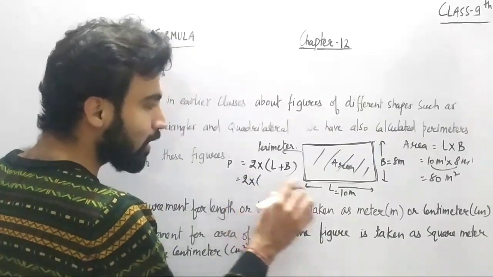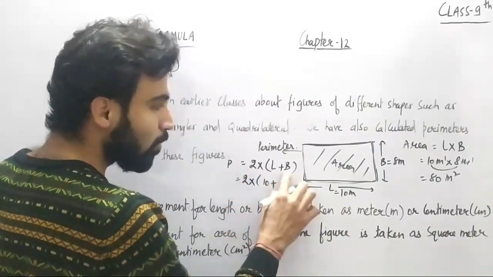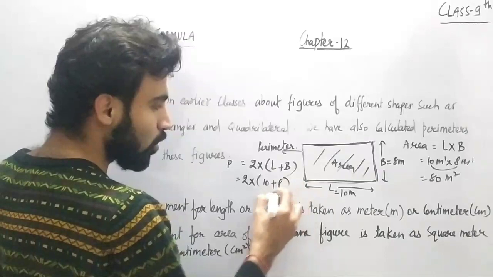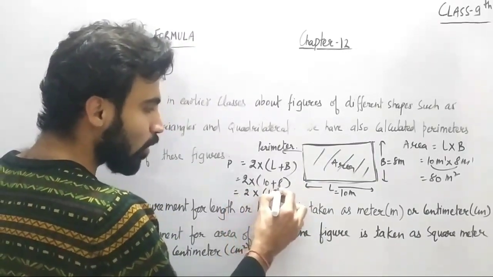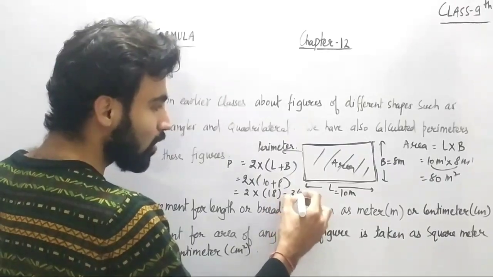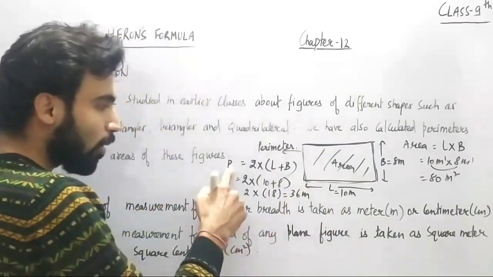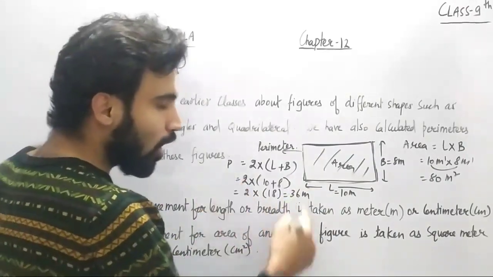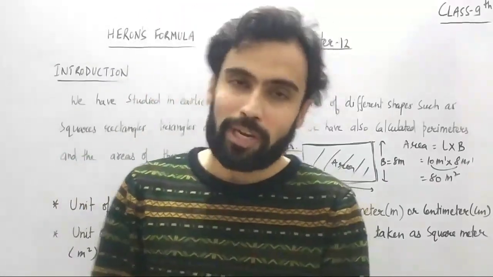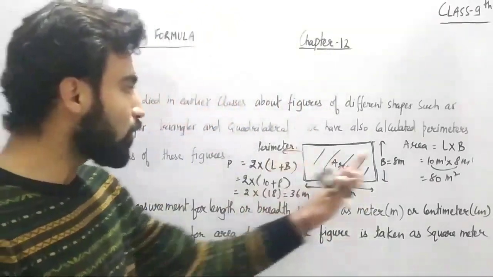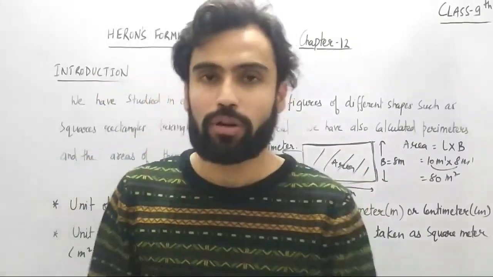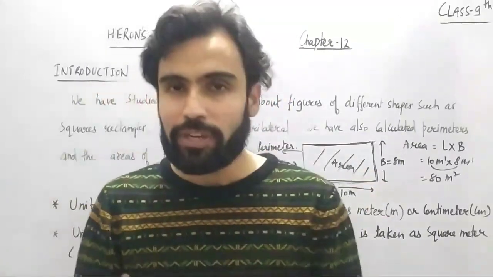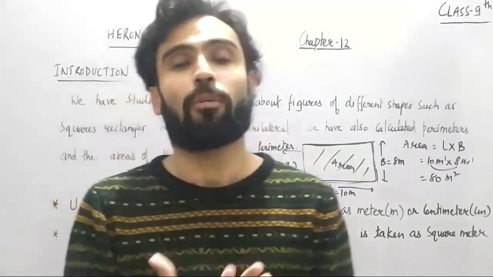So here you can see the length is 10 plus the breadth is 8. So 10 plus 8, that will be 18. So 18 into 2, that is 36 meters, right? Now remember, perimeter is always found either in meters or in centimeters, right? So you have seen an example where we took a figure, a rectangular floor, and found out its area and perimeter with the help of a formula, right?